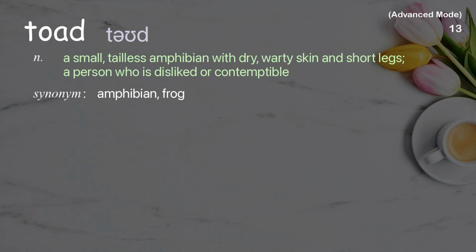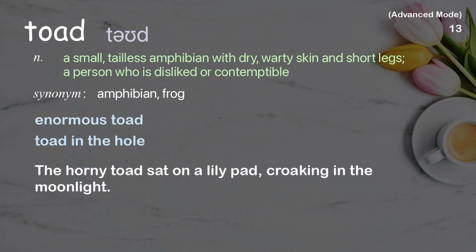Toad. A small, tailless amphibian with dry, warty skin and short legs; a person who is disliked or contemptible. Examples: Enormous toad. Toad in the hole. The horny toad sat on a lily pad, croaking in the moonlight.